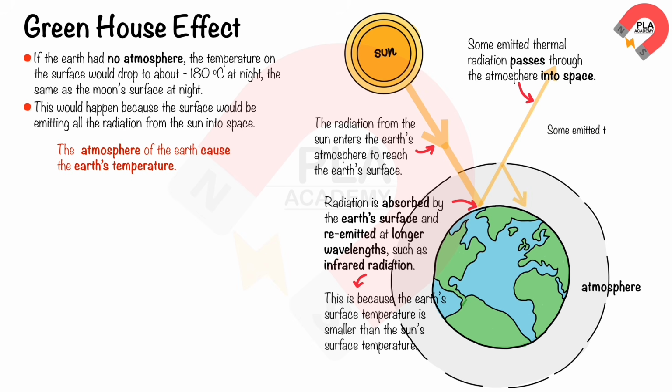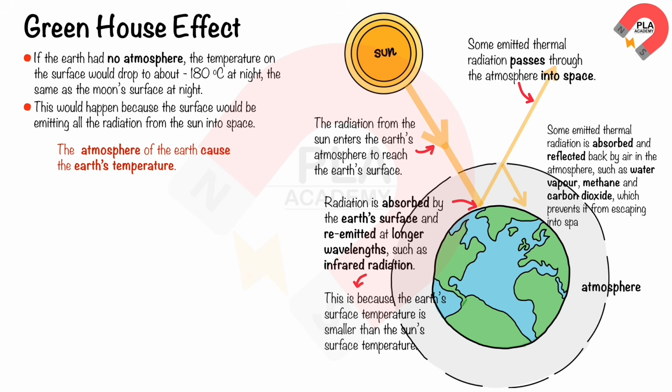Some emitted thermal radiation is absorbed and reflected back by gases in the atmosphere, such as water vapor, methane and carbon dioxide, which prevents it from escaping into space. These processes make the Earth warmer than it would be if these gases were not in its atmosphere.